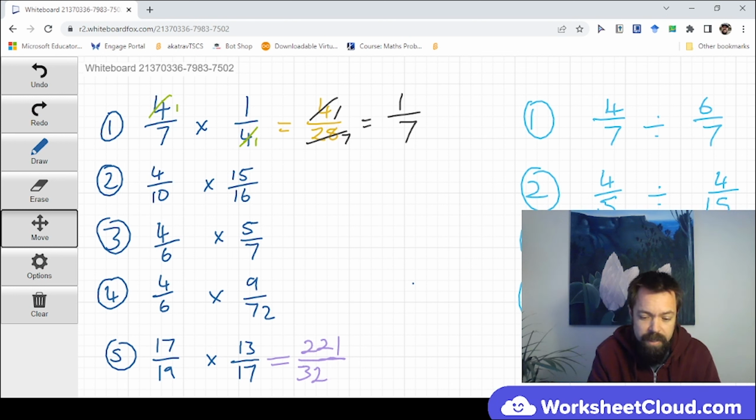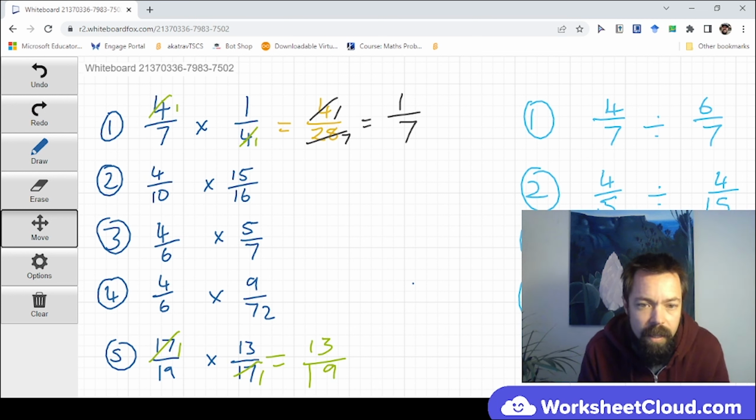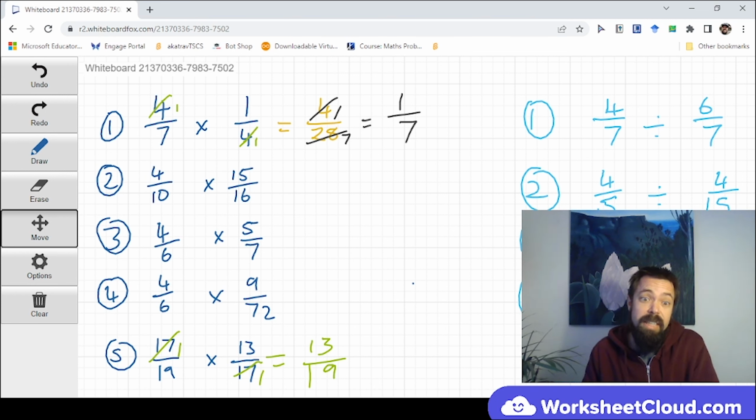So that's pretty messy. But if we'd gone the route of cross-cancelling first, we would have said, well, 17 goes into 17 once, into 17 once. 1 times 13 is 13. 19 times 1 is 19. And that's our answer right there. Perhaps a little messily, but there's our answer. So, yeah, definitely there is a lot of good reason for cross-cancelling and simplifying.